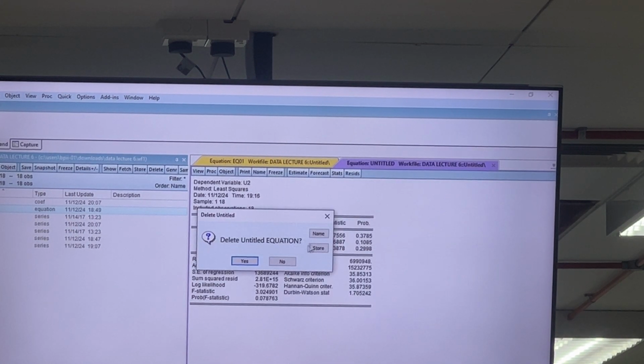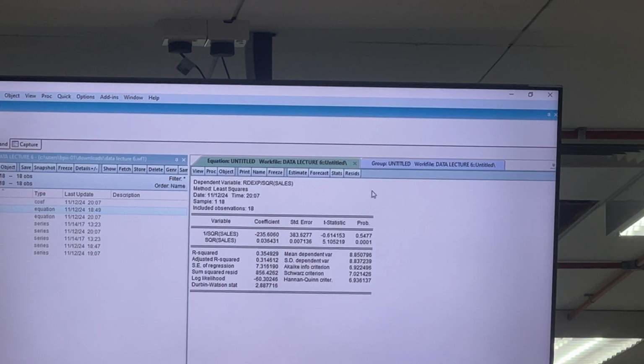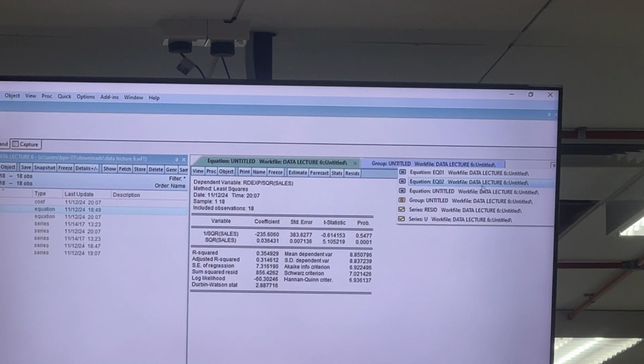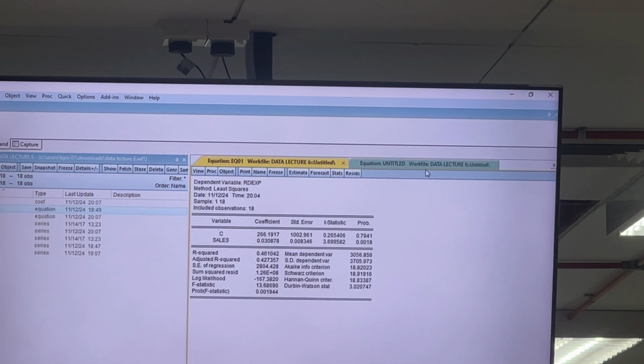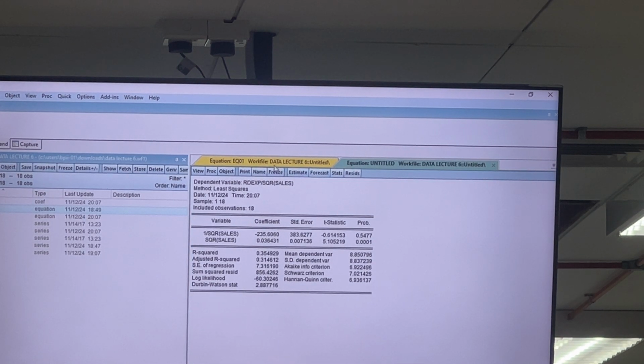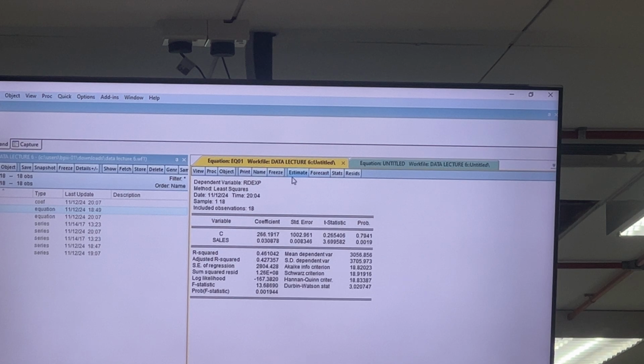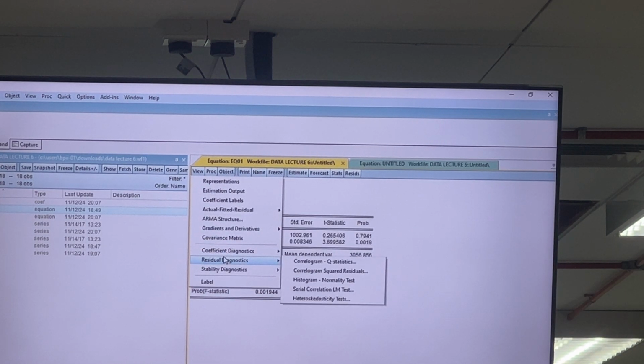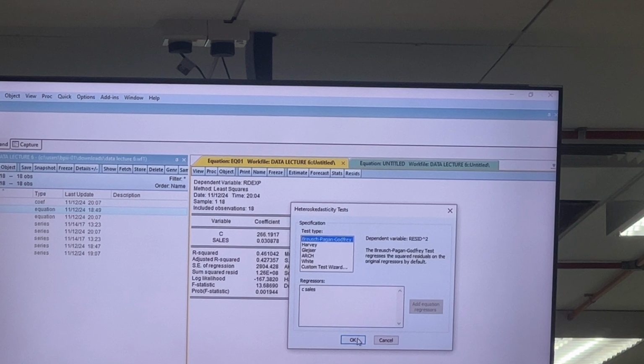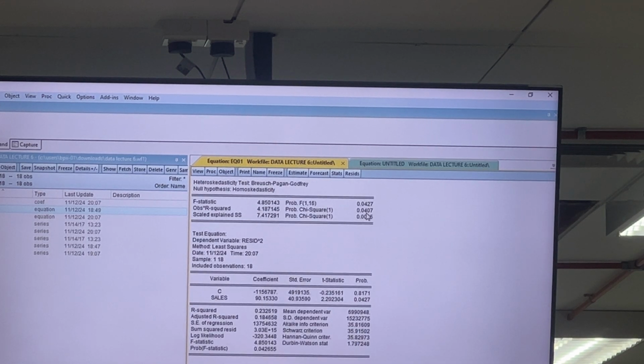Okay, that's okay. We name it equation 2. So I want to have equation 1 and the equation that we estimated next. Previously, when we performed the test on the original equation, it failed the Breusch-Pagan test. Recall that previously when we performed the Breusch-Pagan test, it failed because the p-value was 0.04.